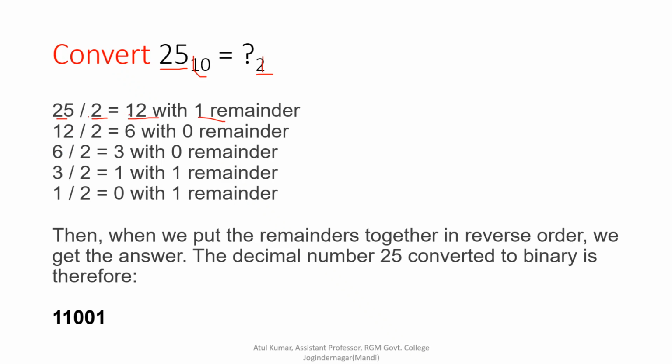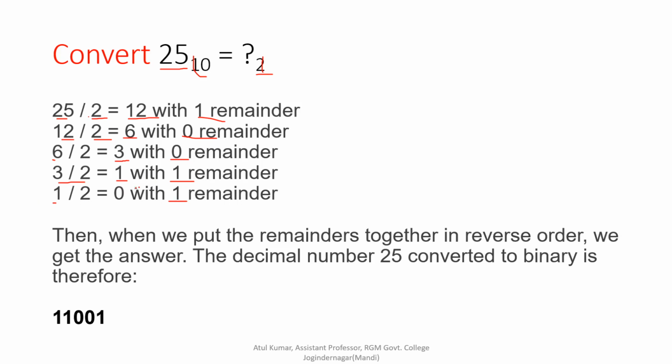In the second step, we divide the quotient by 2 again. The new quotient is 6 and the remainder is 0. In the third step, we divide 6 by 2. The quotient is 3 and the remainder is 0. In the fourth step, we divide 3 by 2. The quotient is 1 and the remainder is 1. In the next step, the quotient from the previous step is 1, so we divide this 1 by 2. The quotient becomes 0 and the remainder becomes 1.